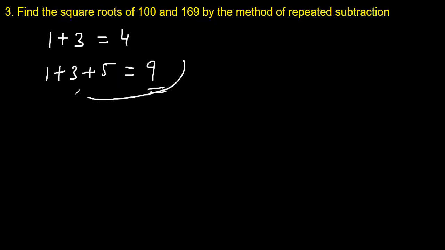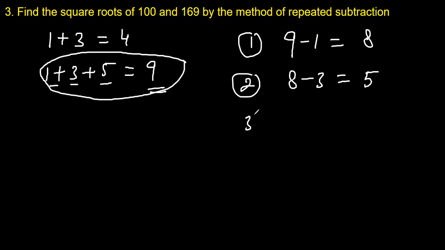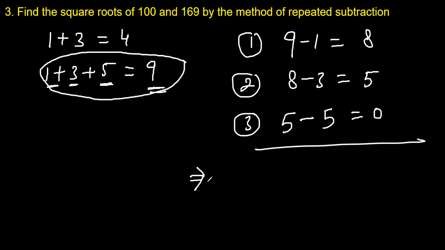Let's see what the method of repeated subtraction is. Since we are getting 9 by adding the first 3 odd natural numbers, if we go on subtracting these numbers stepwise, 9 minus 1, we get 8 in step 1. In step 2, we subtract 3 from 8, we get 5. And in step 3, from the remainder 5, we subtract the third odd natural number, which is 5, and we get 0. And of course we should get 0, because we obtained 9 by adding these odd numbers, and now we are subtracting them one by one. After this observation, we say that the square root of 9 is 3 by the method of repeated subtraction.